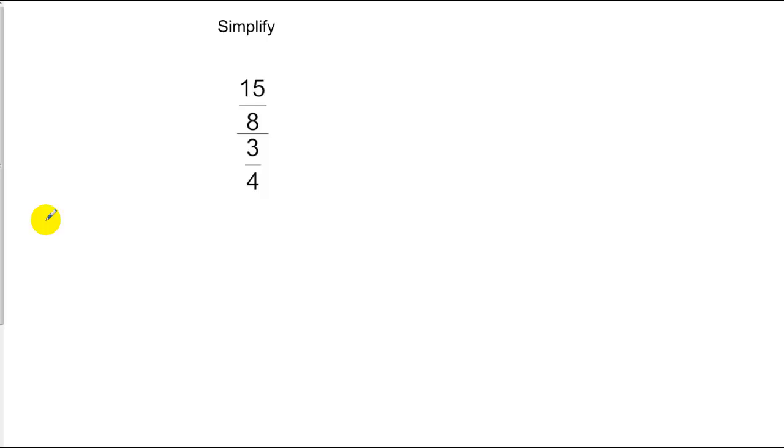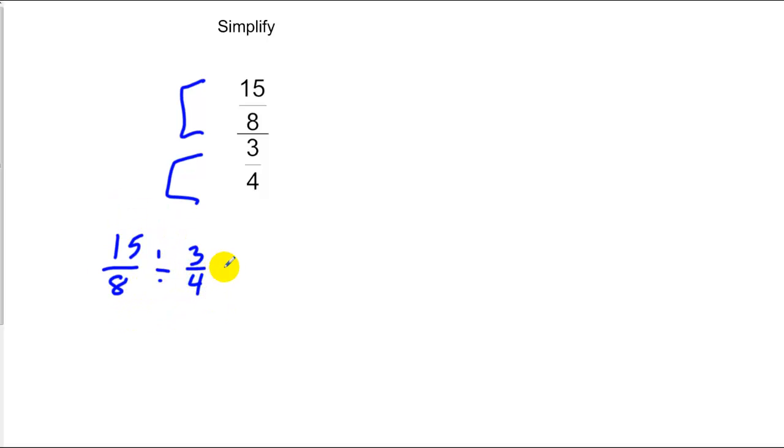So complex fractions. A complex fraction is just basically a fraction over a fraction. And if we were to read this out loud, I'd have 15 over 8 divided by 3 over 4. Now, when I read it like that, I can write it as we did in probably 5th or 6th grade, 15 over 8 divided by 3/4.